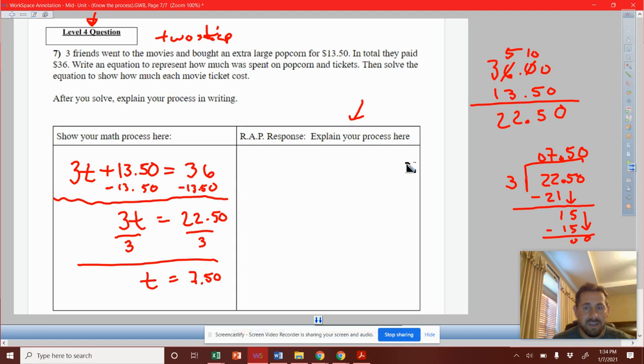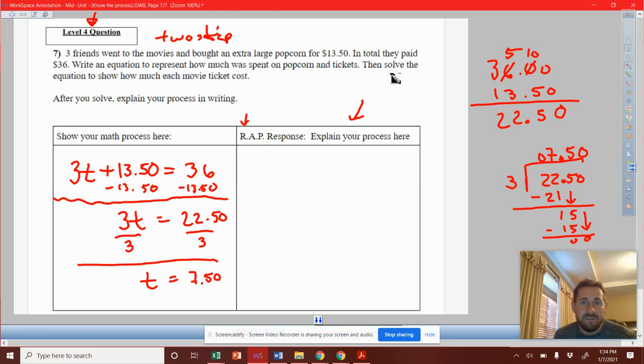So explain your process. You would not be saying, hey, the answer is $7.50, and I want to plug $7.50 into the equation. It works. You're going to be talking about how you came up with this equation. Okay. So first of all, restate the question. The question is to write an equation to represent how much was spent on popcorn and tickets. Okay. For me to write an equation to represent how much was spent on popcorn and tickets, I created the equation 3t plus 13.50 equals $36.